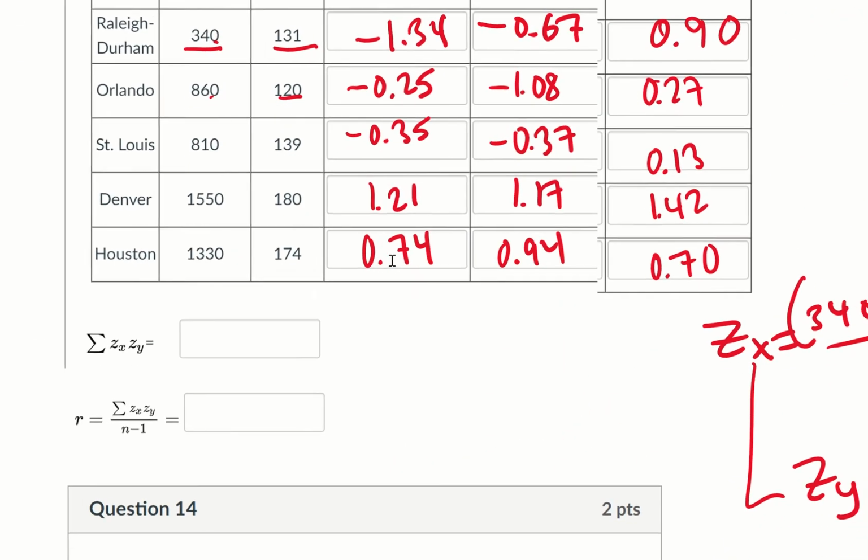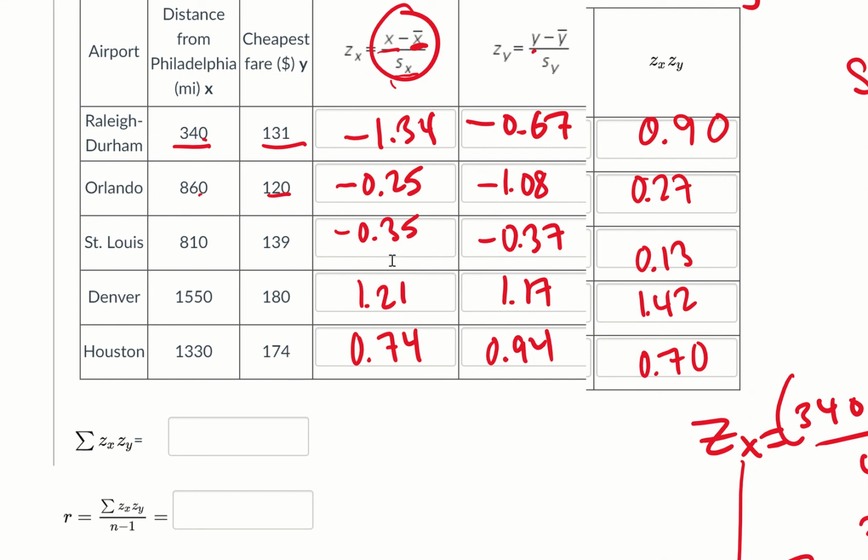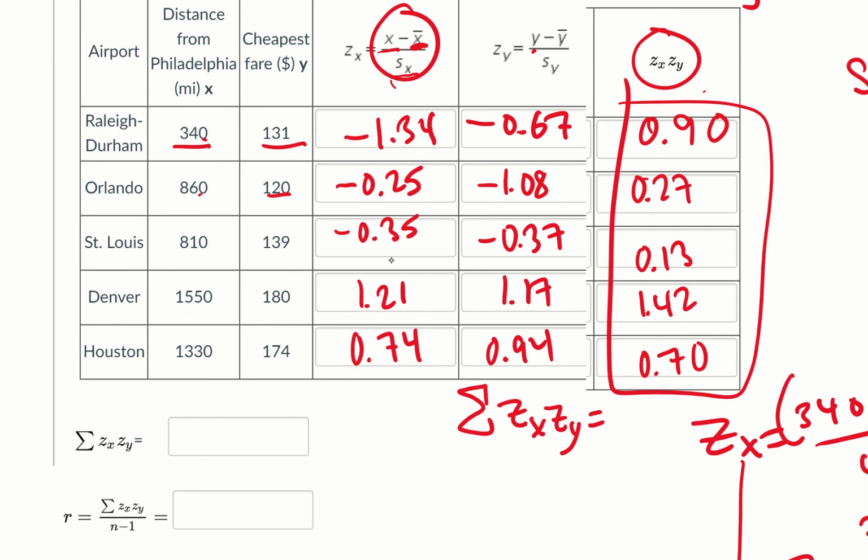All right, so now that we went over that, we're going to add this last column here. Remember, the formula for the r involves the zx times zy. We have to add the zx times zy's together. So if we add this column, we get 3.42.